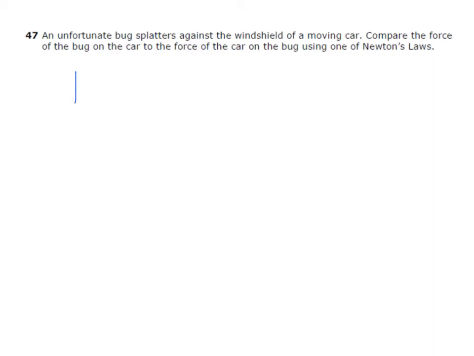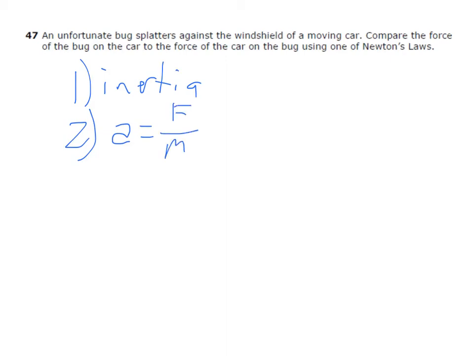Well, let's see. Newton's first law is inertia. So what does inertia have to do with the bug and the car? Well, both of them have it, but it's not really appropriate. Newton's second law says the acceleration is equal to the force divided by the mass, or generally the way we write it, force equals mass times acceleration. Again, not terribly instructive, because we're looking at each force, and we don't know things like mass and acceleration.